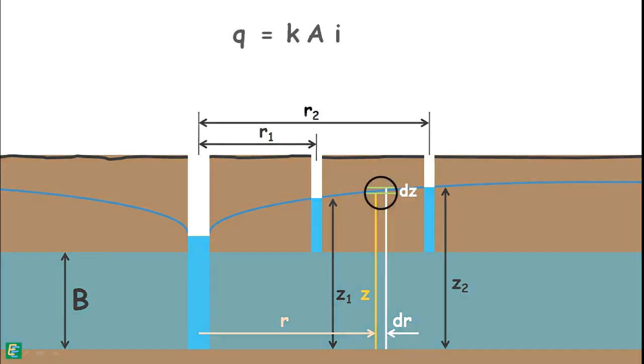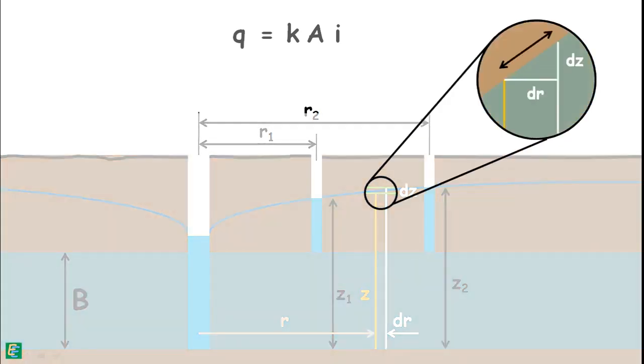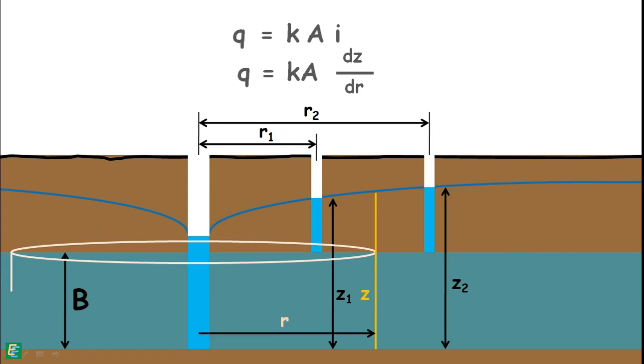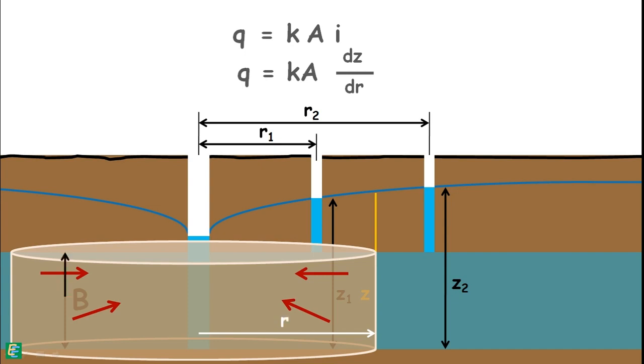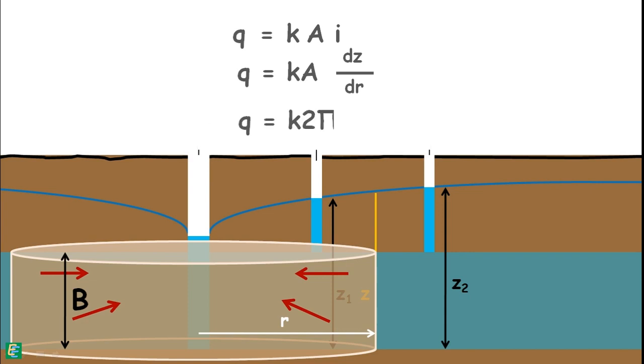For such a short distance, we can consider the hydraulic gradient as constant and that will be equal to the change in piezometric level divided by the distance over which the change occurred. The area through which the water is percolating by this hydraulic gradient is this cylindrical surface of radius r and height capital B, which is the thickness of the aquifer. So, area of this cylindrical surface is 2 pi r B.